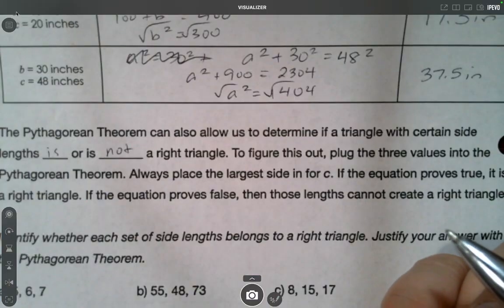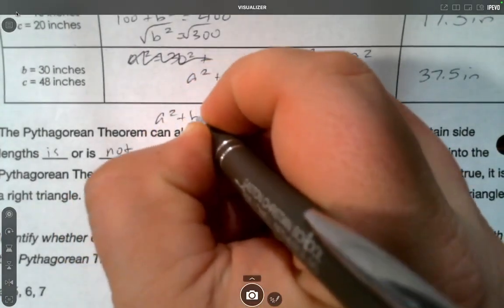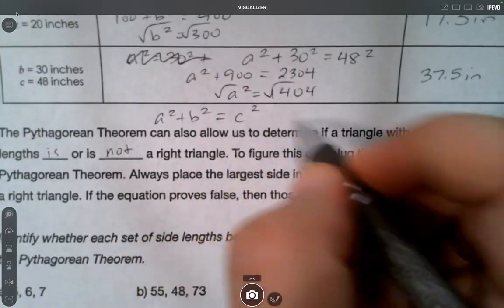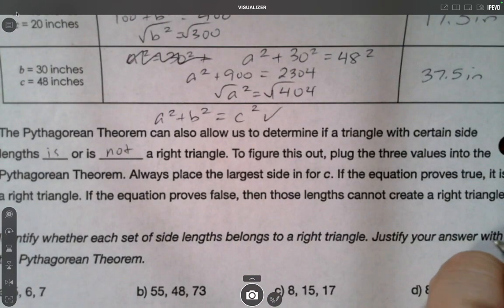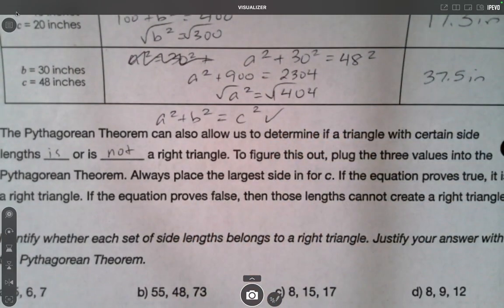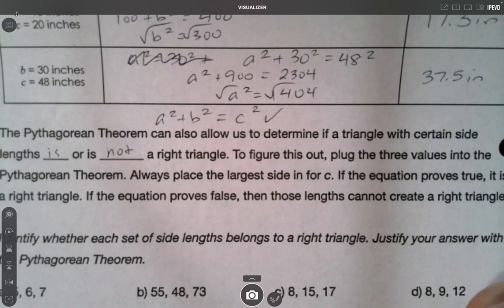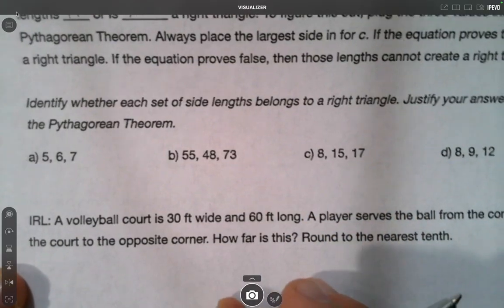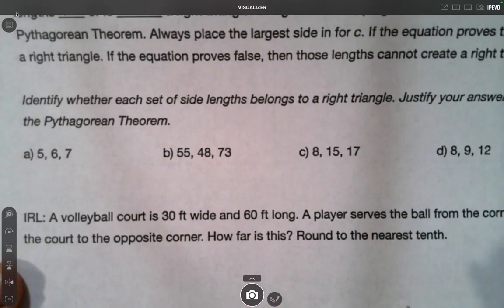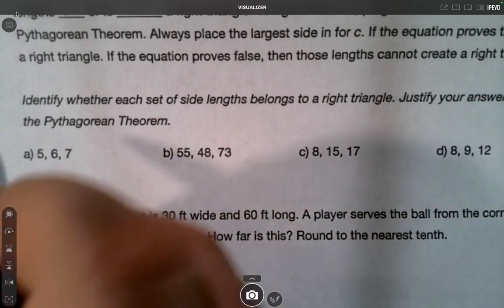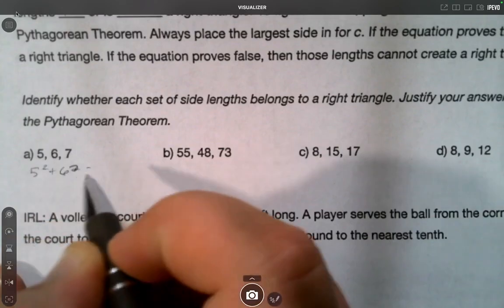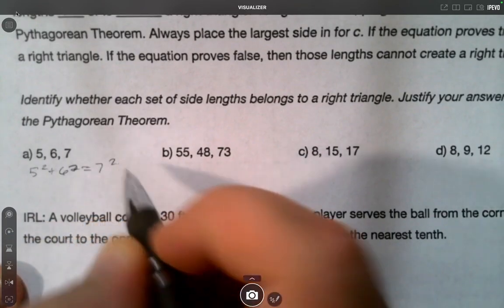Because if we plug in the smaller two sides for a and b, and we plug in the longest side for c, if these two sides are equal, that means it is a right triangle. But if they're not equal, that means it's not a right triangle. So let's try this out. Identify whether each set of side lengths belongs to a right triangle. Justify your answer by the Pythagorean theorem. Just like I said, you want to plug the smaller two sides in for a and b, so that's the squared. Plug the longest side in for side c.